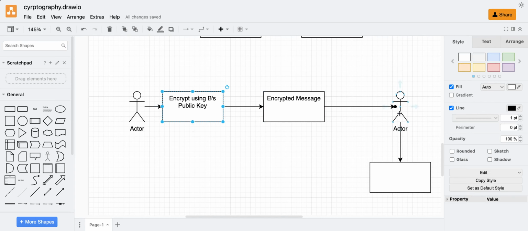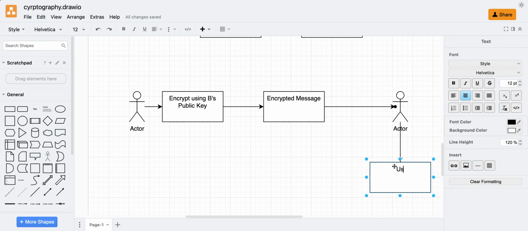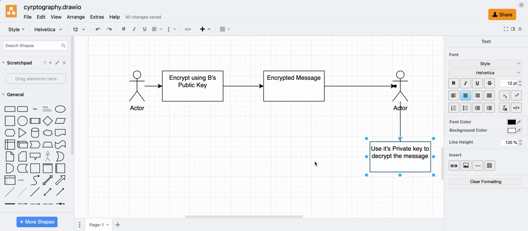Now B will receive it, and B will use what? Use its private key to decrypt the message. So now B will use its private key to decrypt the message.